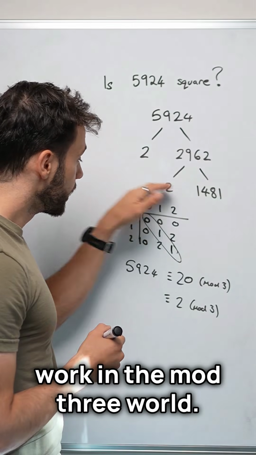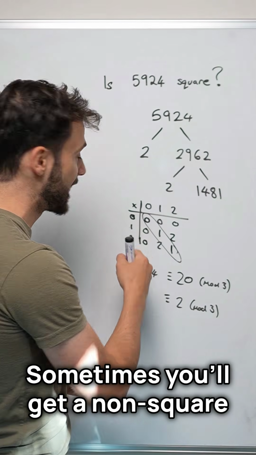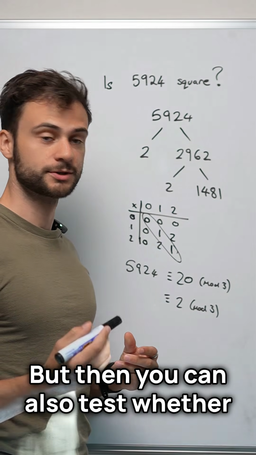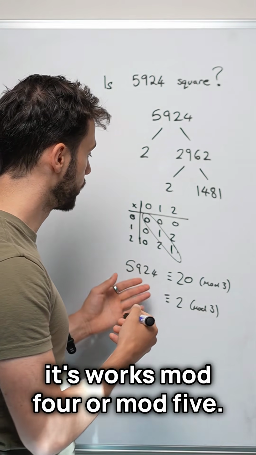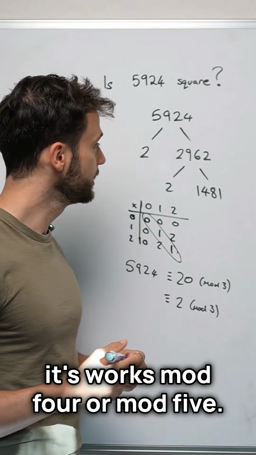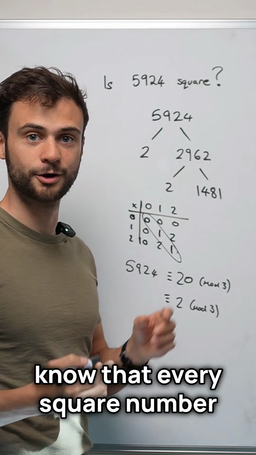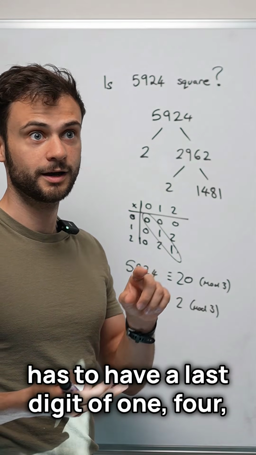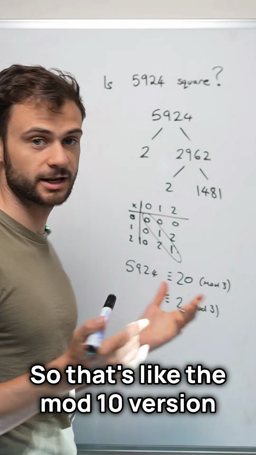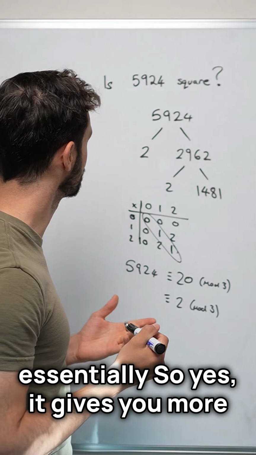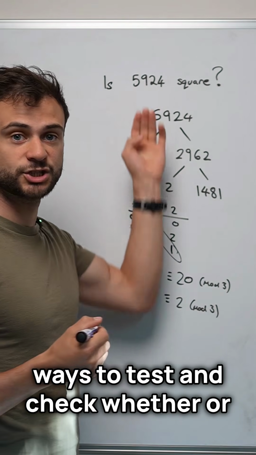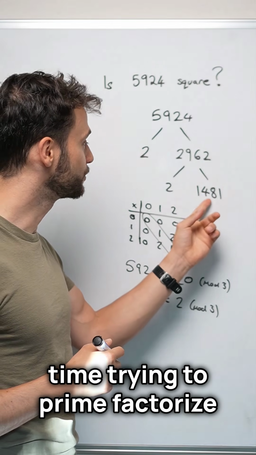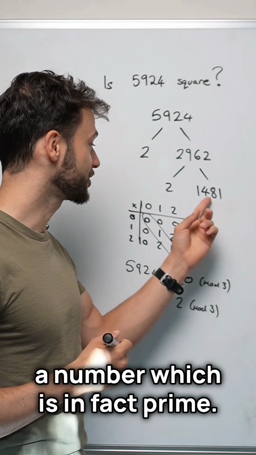Now, this won't always work in the mod 3 world. Sometimes you get a non-square number which does have a remainder of 0 or 1, but then you can also test whether it works mod 4 or mod 5, besides just mod 10 when you know that every square number has to have a last digit of 1, 4, 5, 6, or 9. So that's like the mod 10 version, essentially. So yes, it gives you more ways to test and check whether or not a big number is square or whether you're just wasting your time trying to prime factorize a number which is in fact prime.